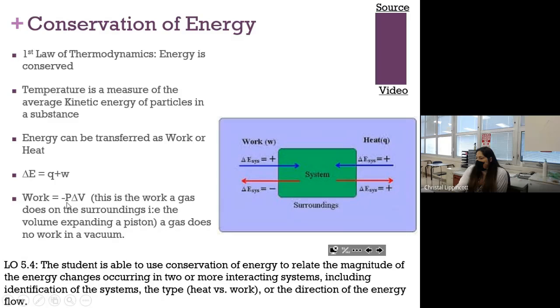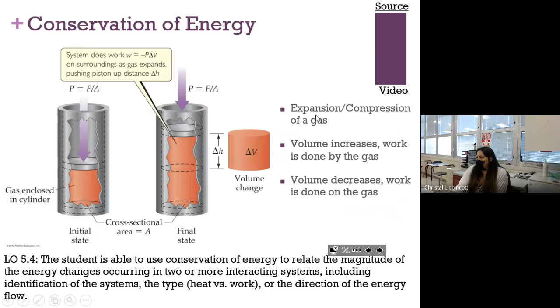And work is also equal to negative P delta V. This is the work a gas does on the surroundings, like when a piston works. So we have expansion and contraction of the gas. We have the pressure value, and then the change in the volume.